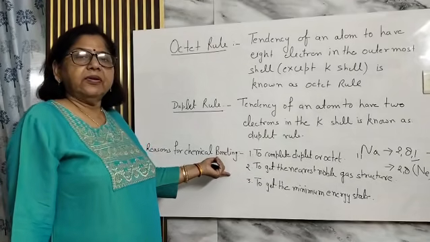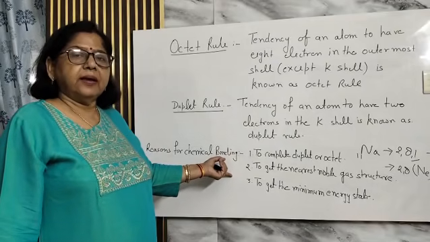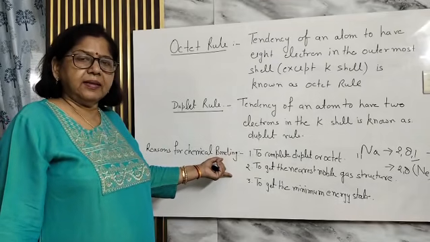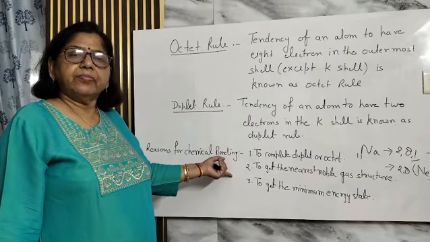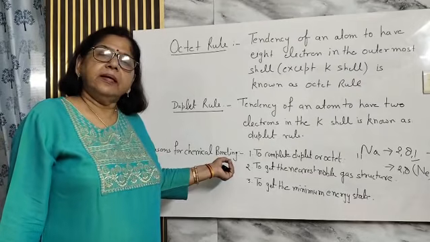In the next video, I will tell you what kinds of bonding there are. There are two kinds of bonding basically, that is ionic and covalent bond, that we will discuss in the next video.